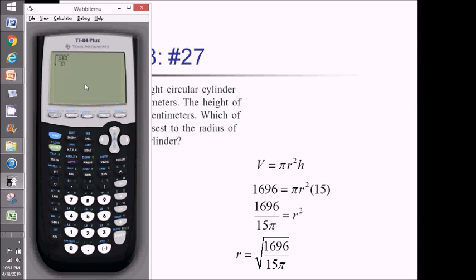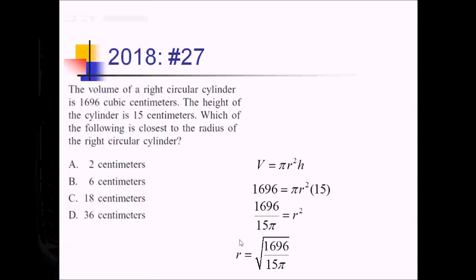So we've got 1696. Down here we've got 15, and I'm going to do my pi button. There we go. And if you didn't have the fancy fraction form, you would need parentheses around the 15 and the pi. Let's press enter now, and that comes out to almost 6. So 6 centimeters when all is said and done, choice B.